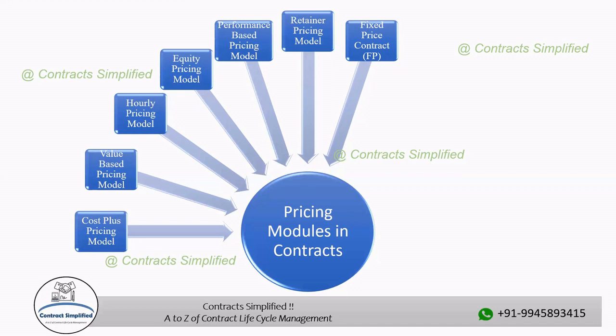Fixed price contracts are suitable for projects with well-defined requirements, stable conditions, and limited potential for changes. They are commonly used in industries like construction, manufacturing, and software development for projects with clear specifications and minimal expected changes. However, for projects where the scope is uncertain or changes are likely, other contract types like time and material contract or cost reimbursable contract might be more appropriate.